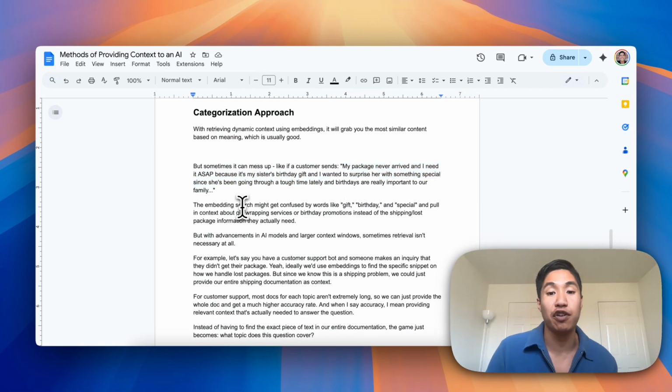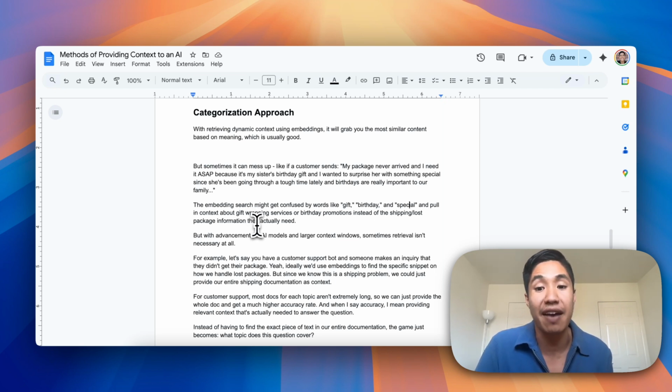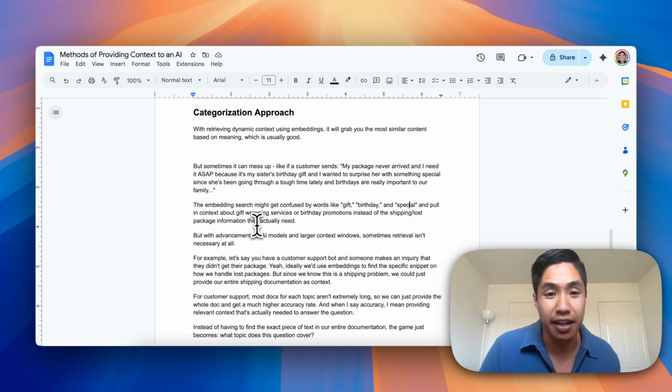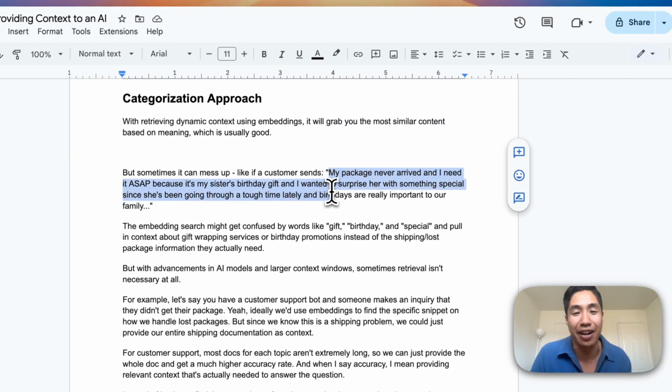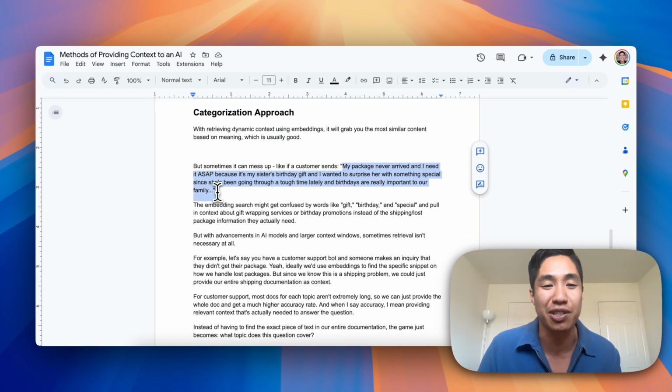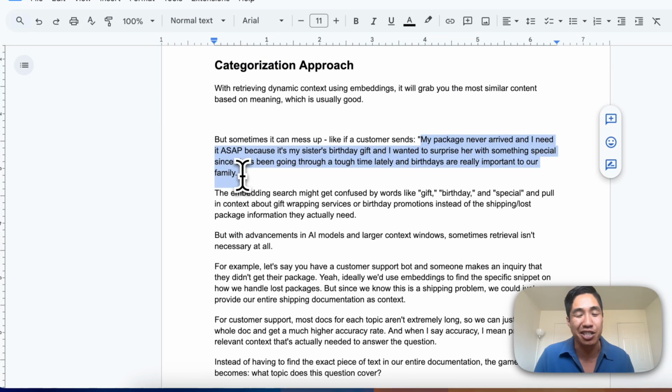The embedding search might get confused by words like gift, birthday, and special moments and pull in concepts like gift wrapping services or birthday promotions that we may have, instead of the lost package shipping information that they actually need. Because yes, this text is about my package never arriving, but she also goes on a rant, and if you've ever done customer support, customers spew a lot of nonsense all the time. She goes on a rant about her sister's birthday and all this stuff.